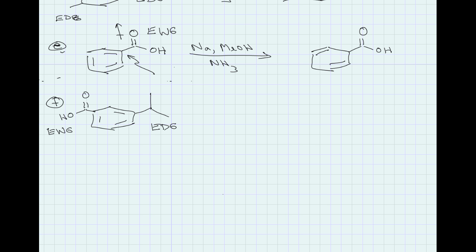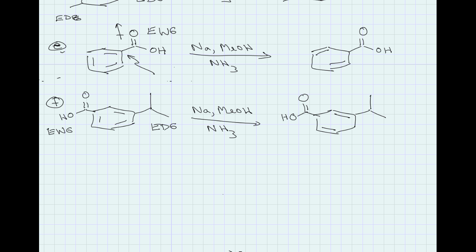So if we treat that again with the same Birch conditions, so sodium, methanol, and ammonia, again, I find the best thing to do is just draw a 6-membered ring, put your substituents on, so our isopropyl group and our carboxylic acid. And so, like I said, the carbon that is adjacent to the carboxylic acid will be reduced, and the one that's adjacent to the electron donating group will not be reduced. The only way we can put our double bonds in is to put one here and one here to generate our 1,4-cyclohexadiene type compound.